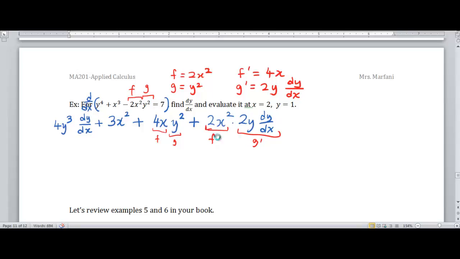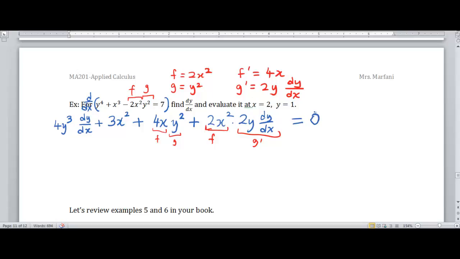Now, you ask yourself, why did I not write dy/dx over here when I wrote the y squared? Well, I didn't take the derivative of y squared. That's just the original function g. The derivative taking happens here in g prime. So that's why we write the dy/dx here and not here, okay? It's only when you take the derivative of y that you write dy/dx. And all of this is equal to 0. The derivative of 7 is 0.